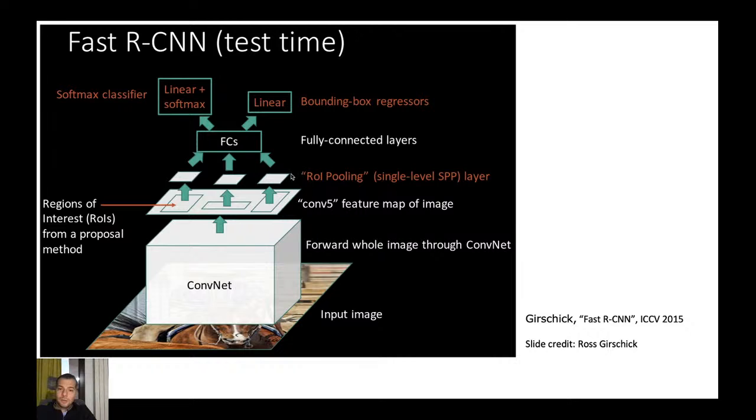So here, in order to integrate it, they had to introduce a new layer, which is called the ROI pooling layer. What this layer does is extract fixed size feature representations for each region proposal, and these are passed to the fully connected layers, which have a softmax classifier and the bounding box regressor that are trained end-to-end through this pipeline.